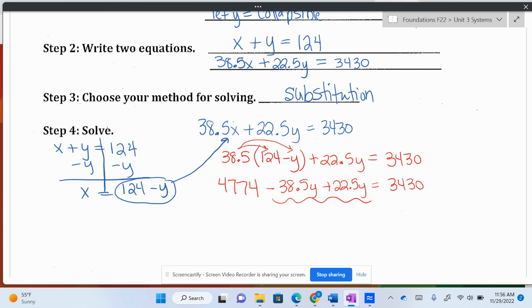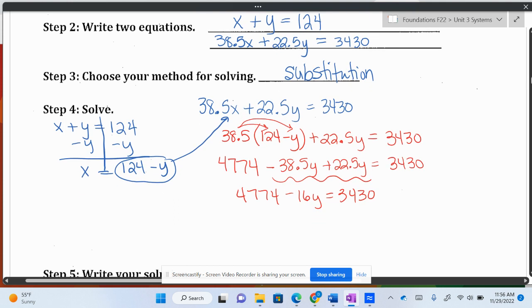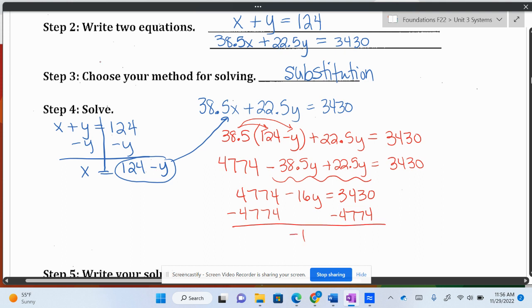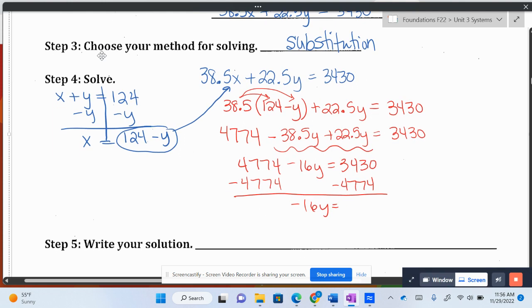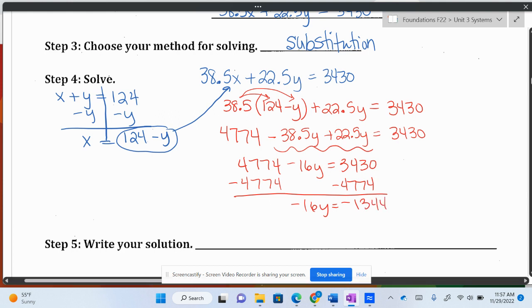Yeah. In your calculator, take negative 38.5 plus 22.5 and tell me what you get. Okay. What would you like to do next? Perfect. From both sides? Yep. You want to do that math for me because my brain is really not working effectively today. I think it's 1344. Okay, negative 1344. So now what am I going to do?